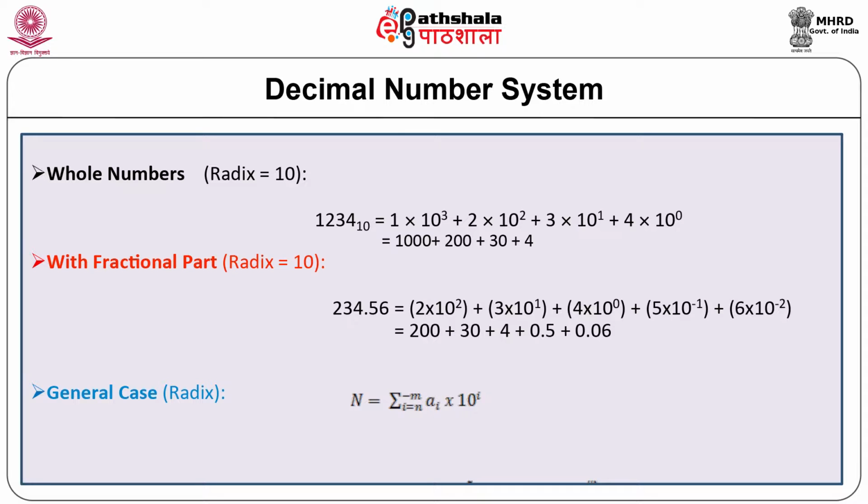The generalized polynomial notation for representation of decimal numbers is given by a sum of unspecified decimal coefficients weighted by position. So N is given as the summation of a_i into 10 raised to i, where i varies from n to minus m. Thus, we can write the same polynomial notation in an expanded form as shown here.